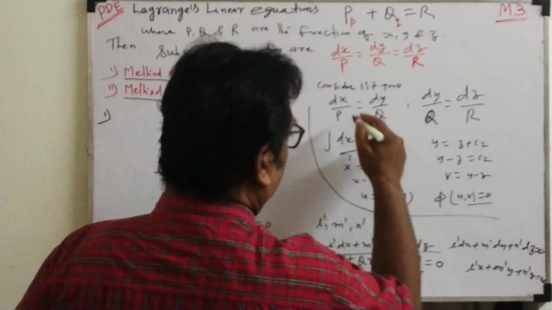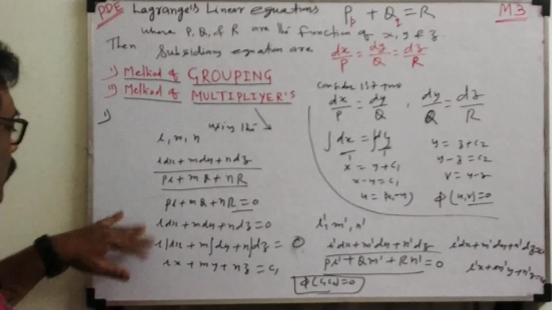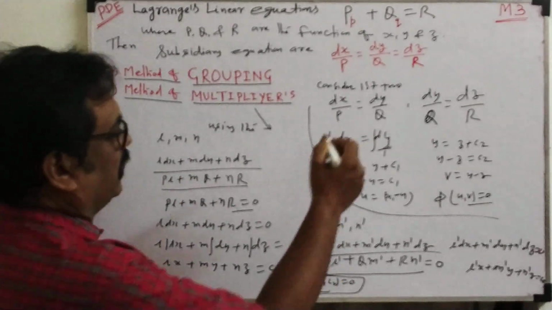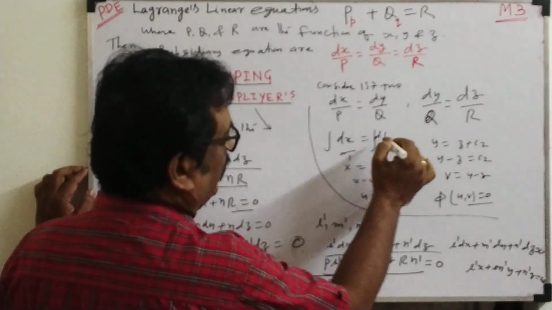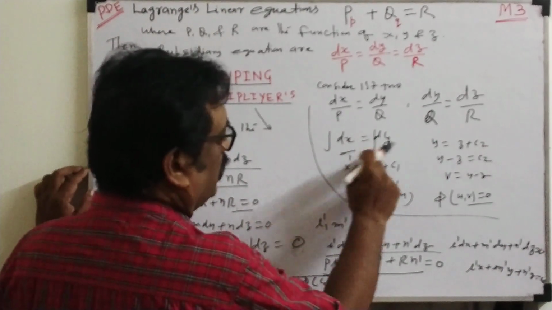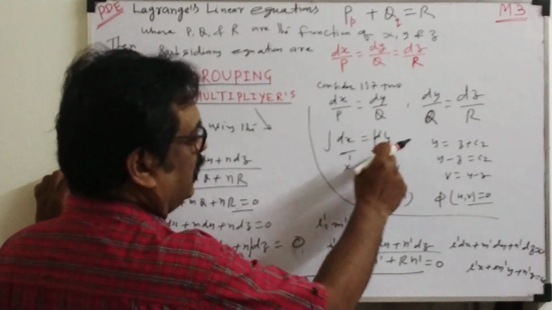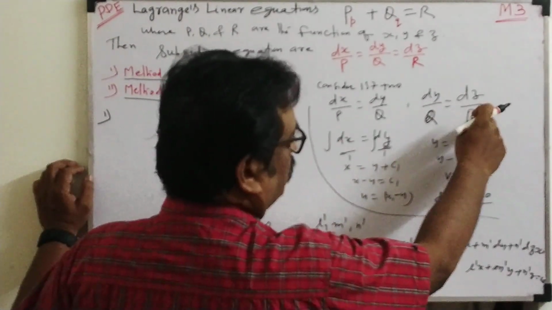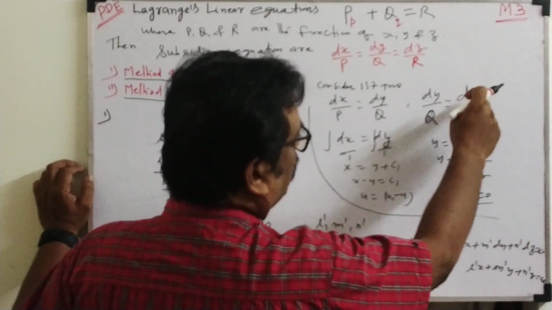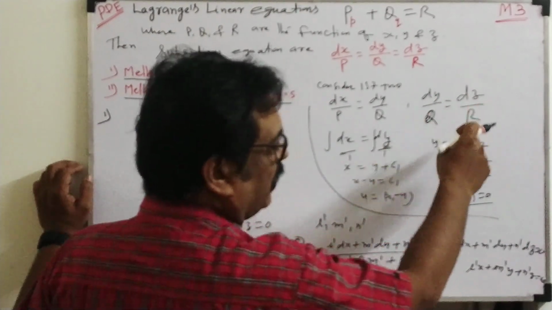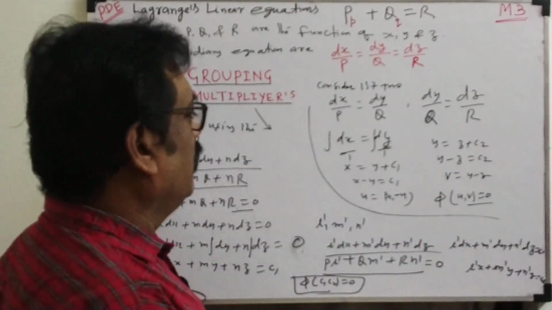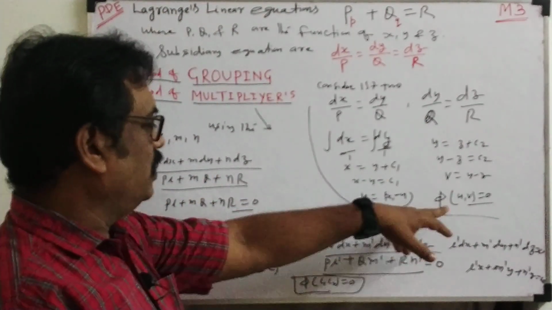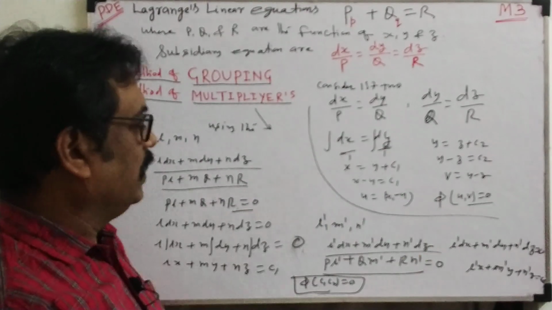Method of grouping: if simple terms come, we use grouping. If complicated terms come, we use the method of multipliers. This is the rule here. You only have to take care: if x and y are there, then in the denominator on both sides the z term should not be there. If it is there, you have to eliminate it. For Q and R, y and z are there, so x should not be in the denominator. If it is, we will eliminate it. That is all we have to be careful about. Then we integrate, a simple integration, group the two constants together, and we get the answer.